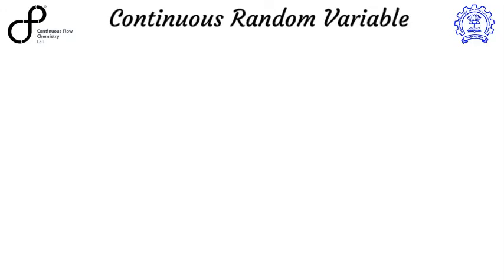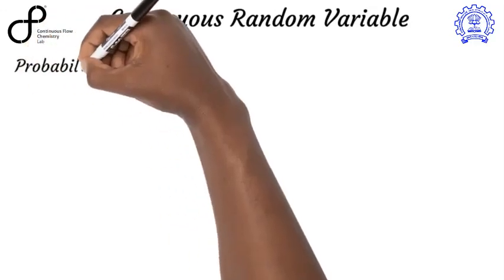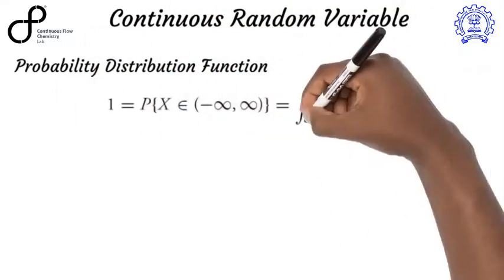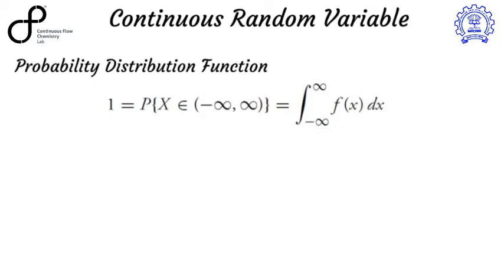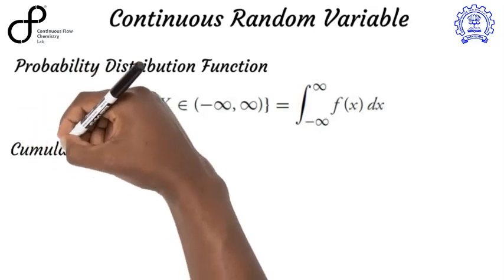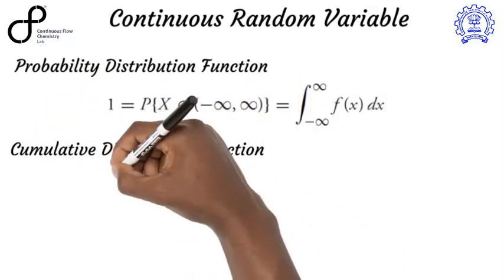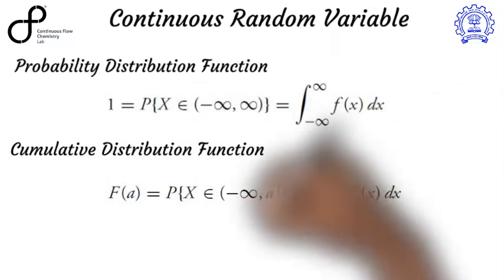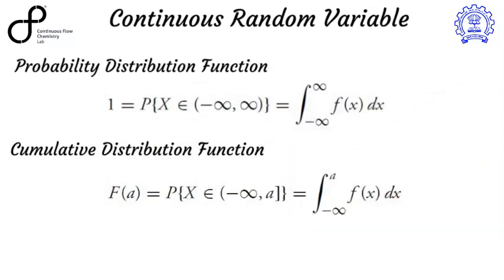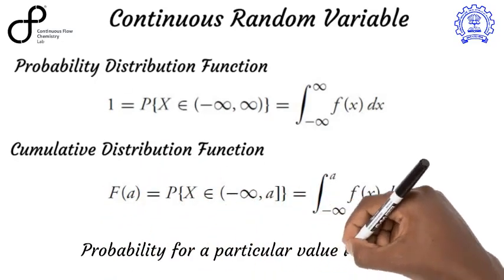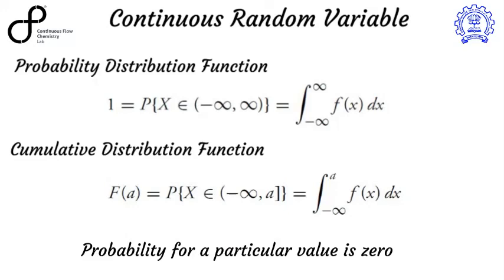In case of a continuous random variable, the probability is the area under the curve. Therefore, summation sign of the discrete random variable is replaced by the integration sign, in case of continuous variable, as shown here. Similarly, we can write the cumulative distribution function also, for the continuous random variable, as shown here. It is important to note that the probability a continuous random variable will assume any particular value is 0.